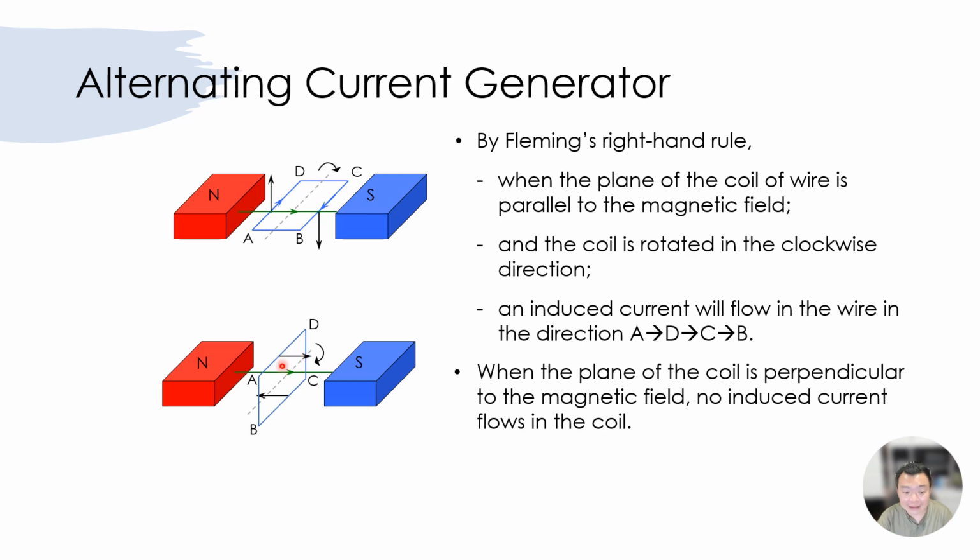So in this case, the movement of AD is towards the right. The magnetic field line is also towards the right. They are parallel. No induced current at all.